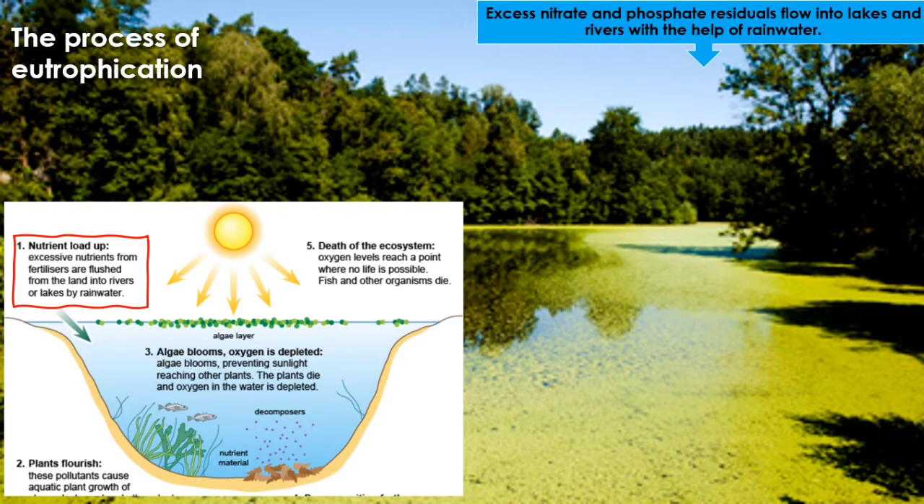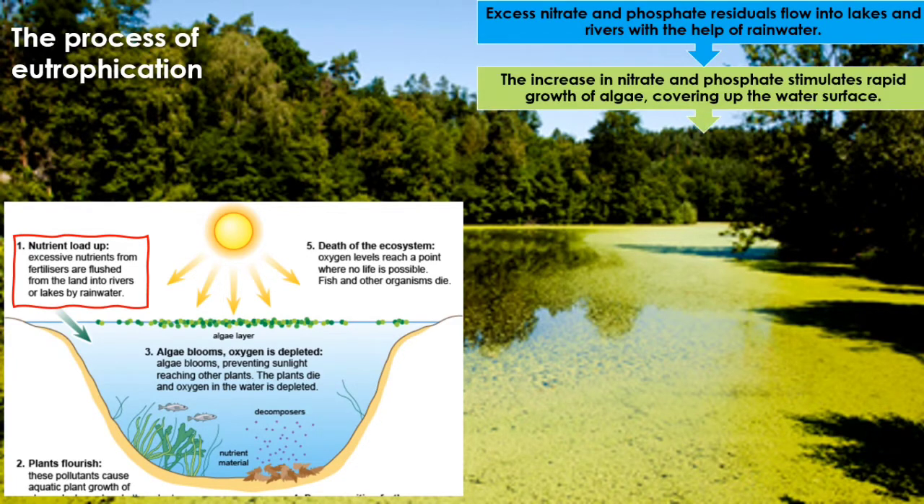with the help of rainwater. The increase in nitrate and phosphate stimulates the rapid growth of algae, covering up the water surface.